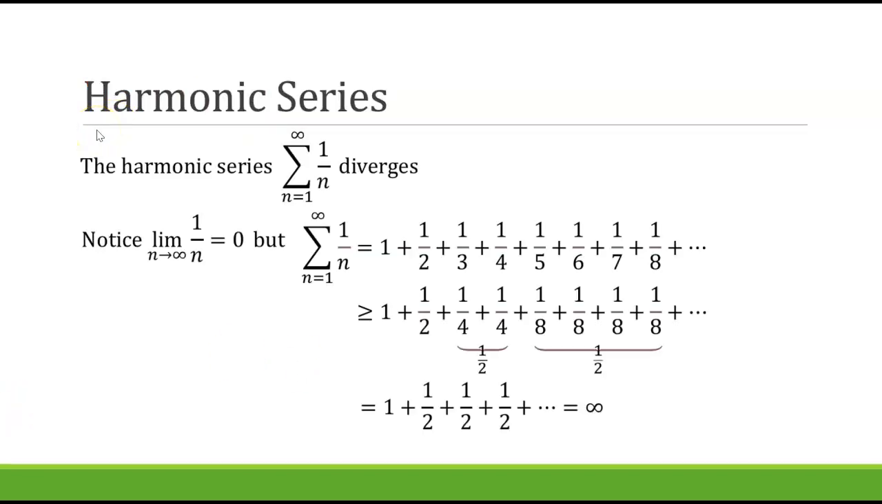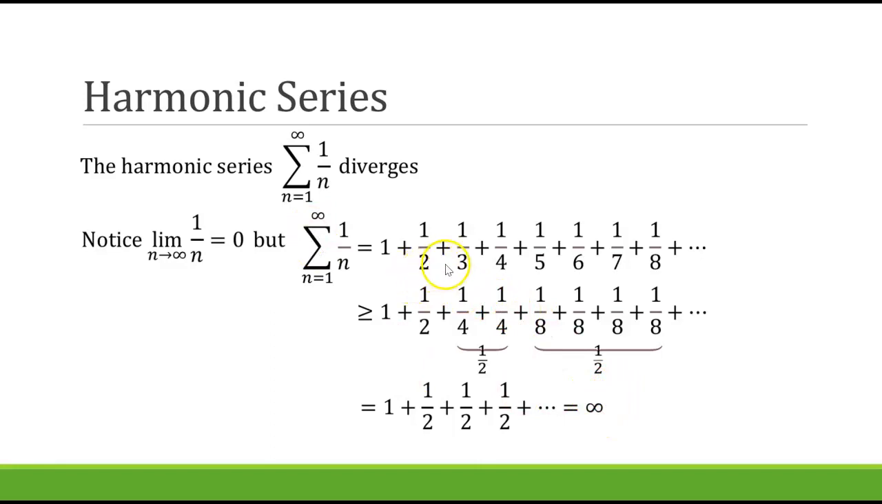Let's take a look at a special series called the Harmonic Series. The Harmonic Series, the sum of n equals 1 to infinity of 1 over n, diverges. Well, notice that the limit as n approaches infinity of the general term 1 over n does equal 0. But the actual series itself diverges, and this is one way to show that adding this list is going to end up being infinity. So here's an interesting proof that this infinite series diverges to infinity.